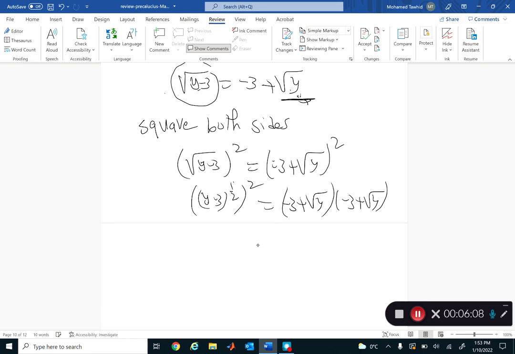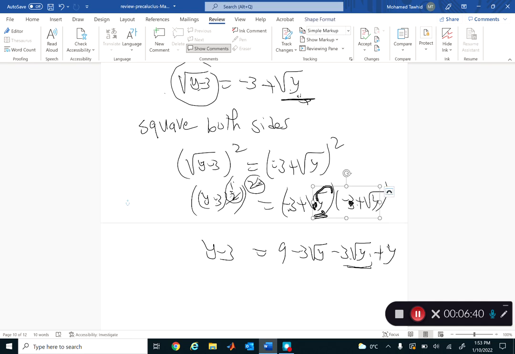Go ahead and expand this. So what did you get here? 2 cancels with 1 over 2. You multiply those 2 exponents, you get y minus 3. Now go ahead and expand the bracket. Negative 3 multiplied by negative 3, you get plus 9. Negative 3 multiplied by square root of y, you get negative 3 square root of y. Square root of y multiplied by negative 3, you get negative 3 square root of y. Square root of y multiplied by square root of y, you get just y.